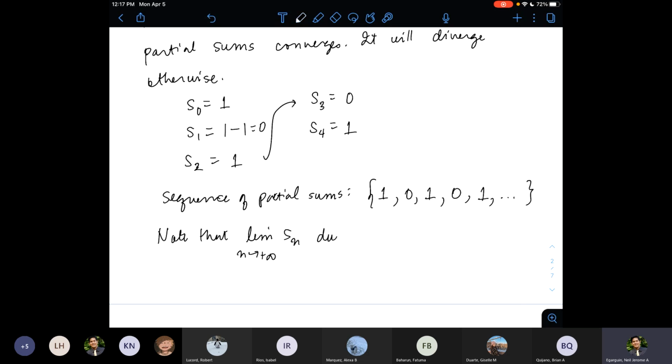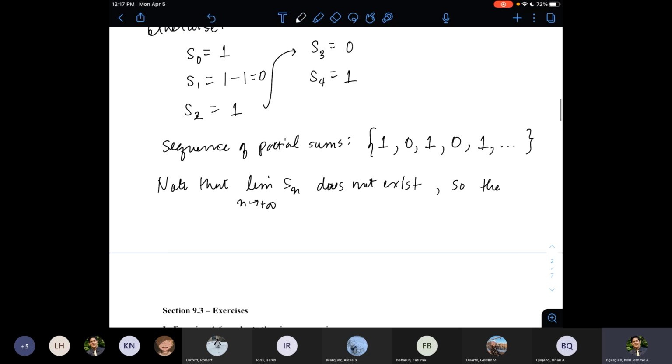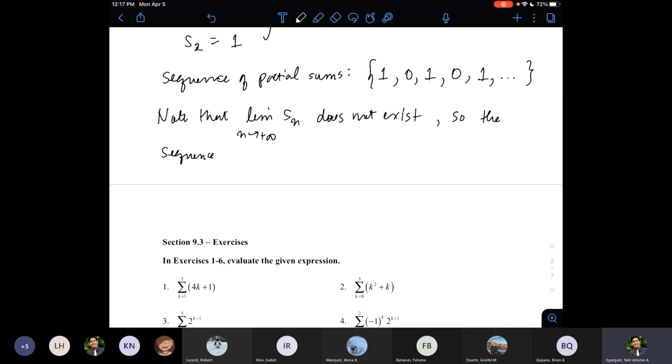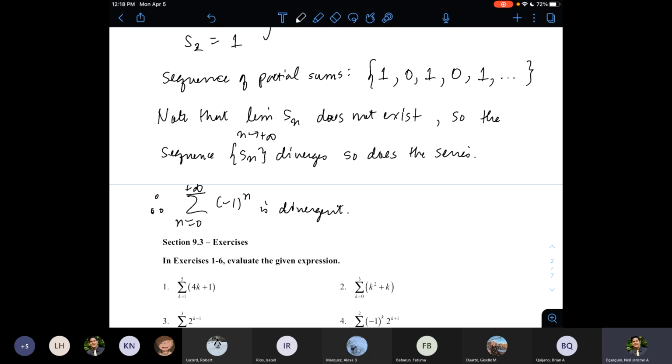So the limit doesn't exist because the terms in the sequence will not approach a single number as n approaches infinity. So the limit of the sequence of the partial sums does not exist. So that means the sequence Sn diverges, so does the series. So the series of (-1)^n going from 0 to infinity is divergent via this definition.